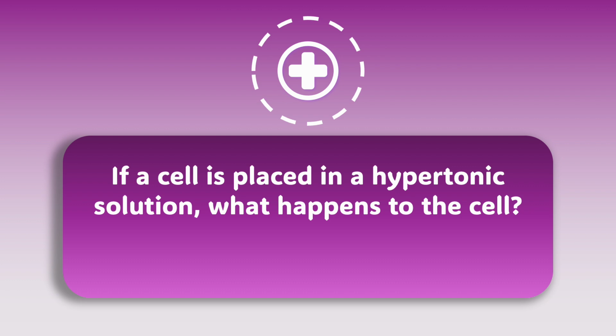All right, so let's think about this. If a cell is placed in a hypertonic solution, that means that lots of tonicity or lots of concentration is going to be found outside of that cell. When the high concentration is on the outside of that cell, the body is going to try to balance it out. To balance it out, it's going to push water from the inside of the cell out. And if the water moves from inside of the cell and goes outwards, that cell is going to shrink.